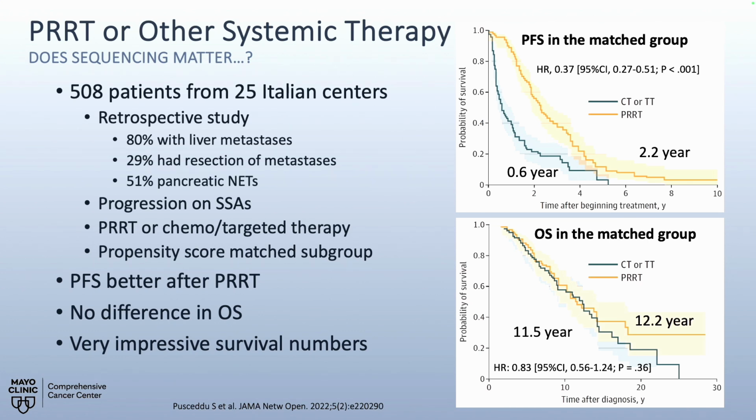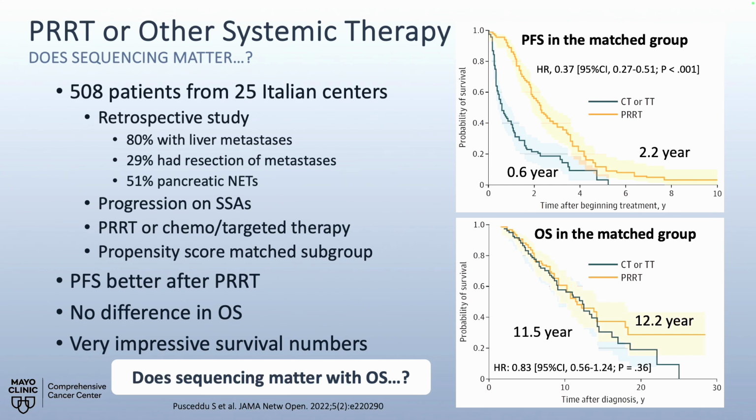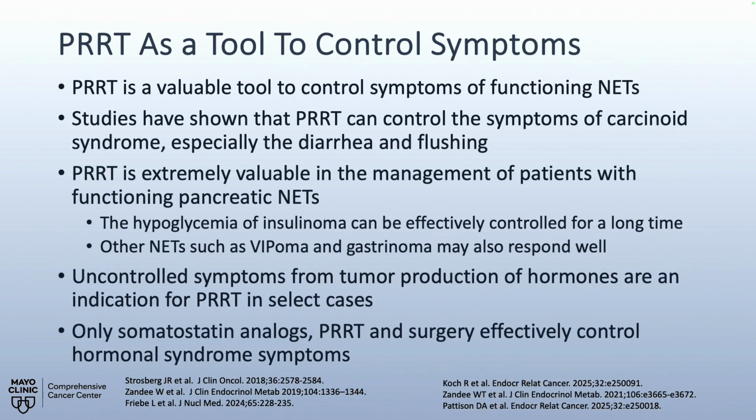So life expectancy, keep in mind these are patients with metastatic neuroendocrine tumors who have growing tumors on injections, life expectancy of 11 to 12 years. That's actually really, really impressive. But there doesn't seem to be much of a difference. So does sequencing really matter? As long as you get all of the active drugs, does it really matter if you get this card first or that card? So these are the questions we still need to answer. So based on this, it might not matter that much.